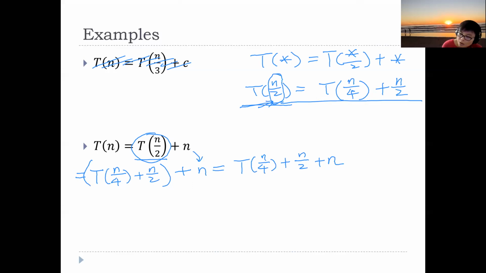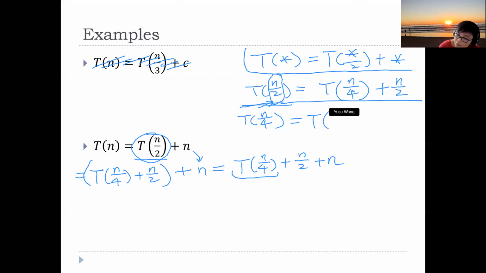Let's now try to replace T of n over 4. Well, the only way we know is to apply the same recurrence relation to this again. What do I have? T of n over 4, if I apply this relation, it says that the size has to be cut by half yet again.